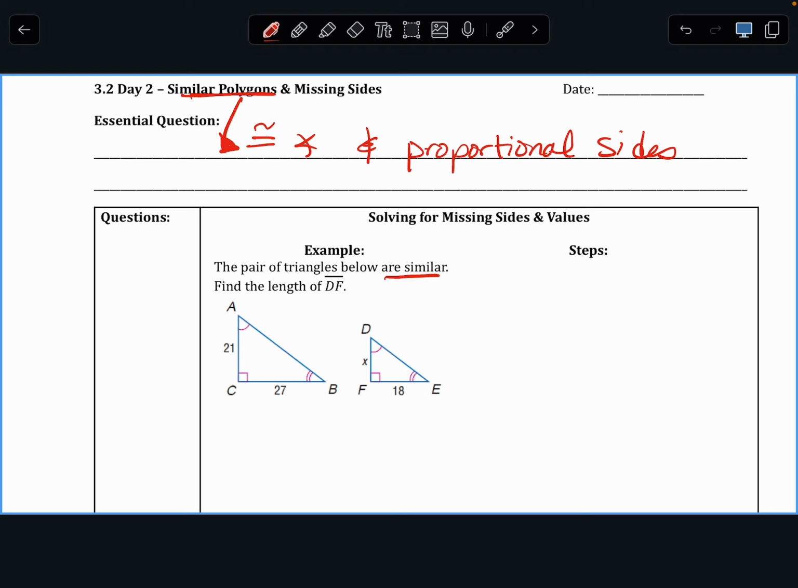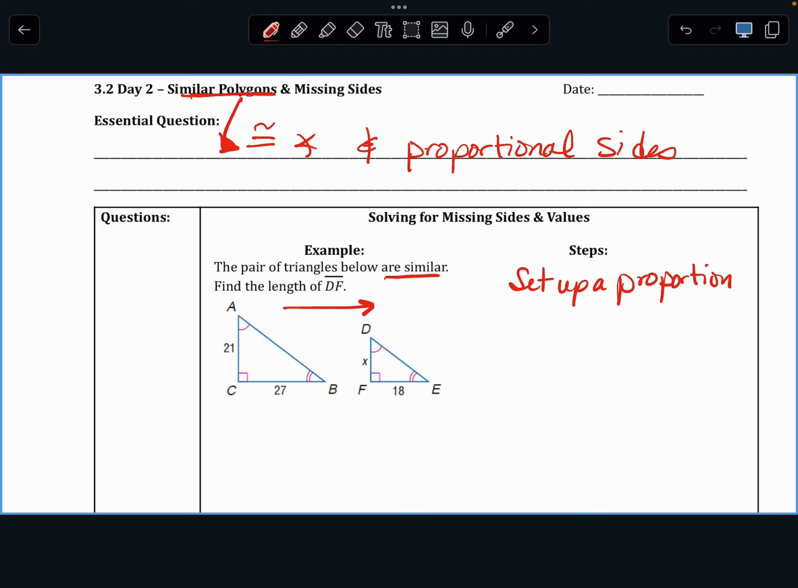All of that information is true. Because I said those two triangles are similar, that means I know the angles are congruent, as marked in the diagram, and I know the sides are proportional. So because I know they're proportional, I can set up a proportion. You learned about this in 6th or 7th grade.